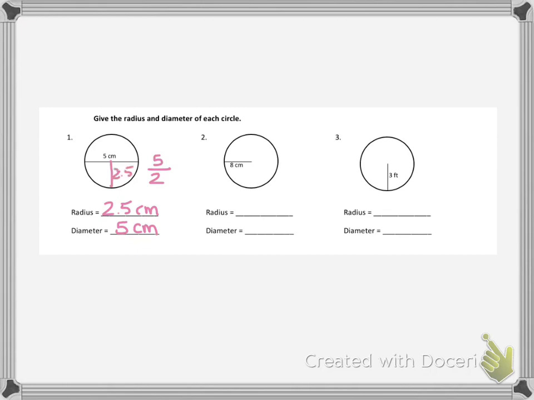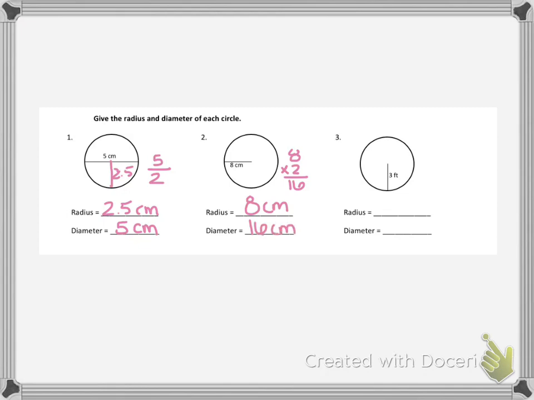For question number 2, what's been given this time is the radius. The radius is 8 centimeters. So if I have the radius and I want to find the diameter, I'll multiply by 2. The diameter would be 16 centimeters.